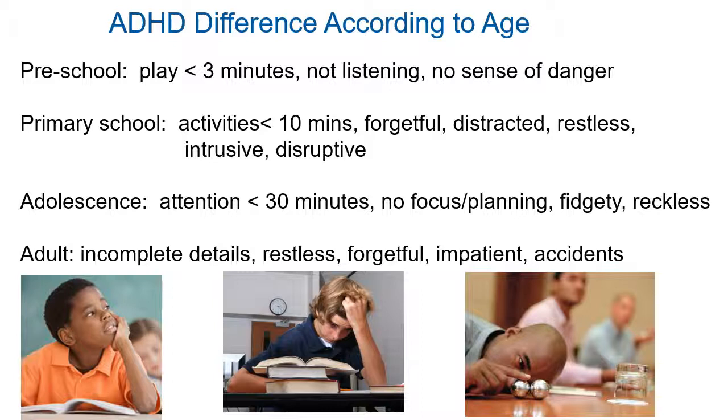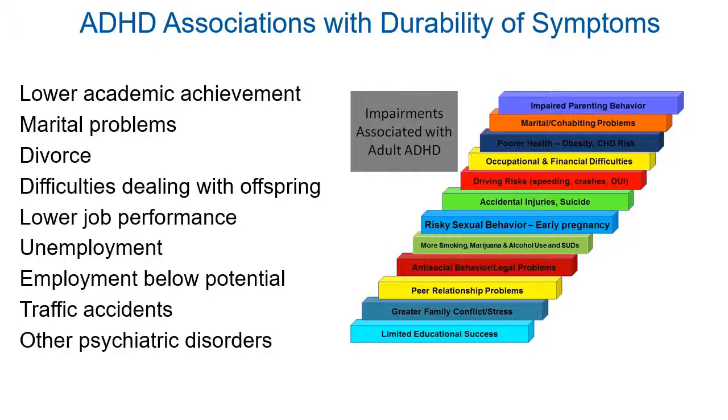Whereas in adulthood, they don't really set a time limit. It's just mostly the symptoms that you would think of associated with ADHD. Now, the social implications of ADHD are pretty self-explanatory. You have divorce, unemployment. These are just due to the symptoms that you would just normally consider associated with this disorder.